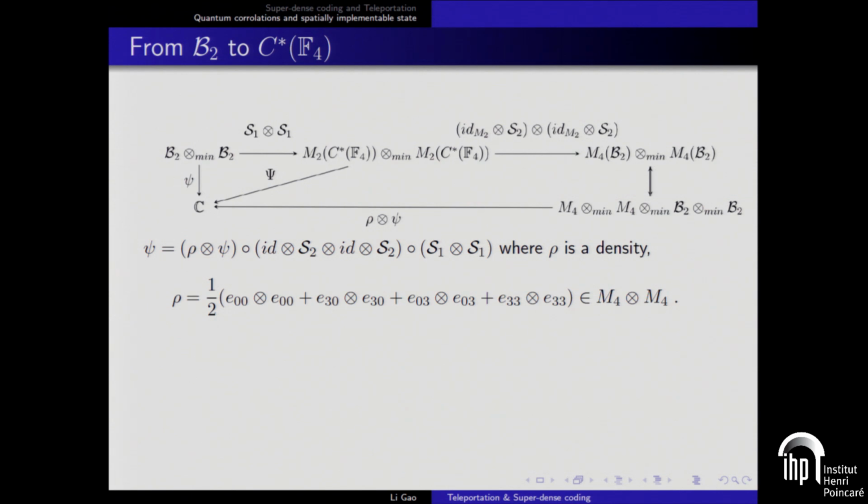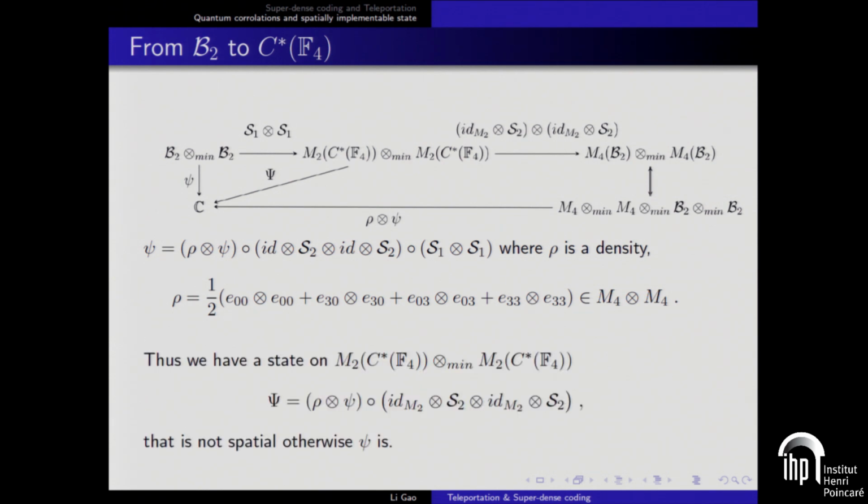And this row is a matrix in 16 dimensions, but it's actually only rank 2. It's actually only a Bell state. So the choice of this row is not unique, but here for simplicity, we choose a minimal rank 1. And with this diagram, we can find these intermediate states. And we know this state cannot be spatial, because if capital Psi were spatial, then psi would be spatial. So now we observe a non-spatial state on this minimal tensor product.